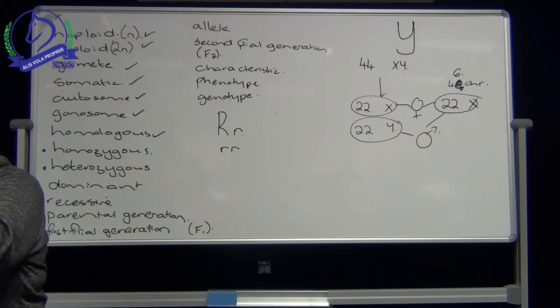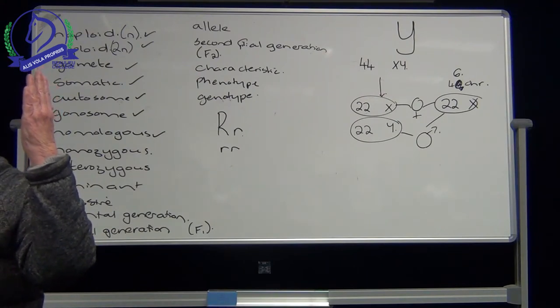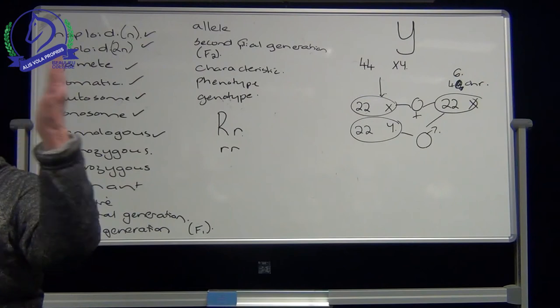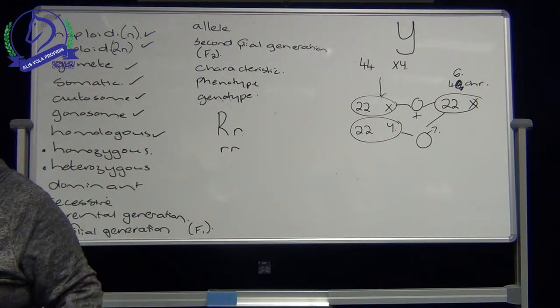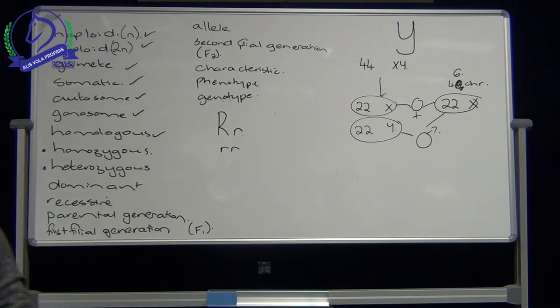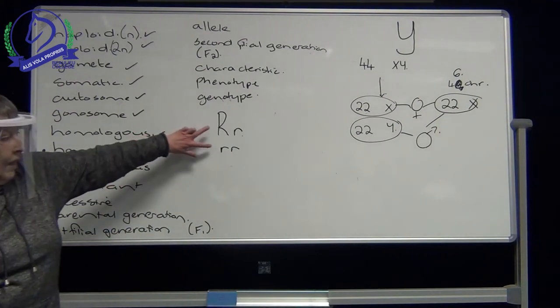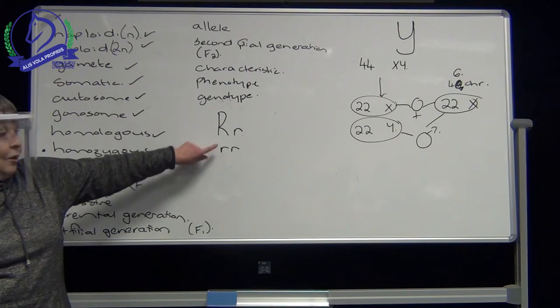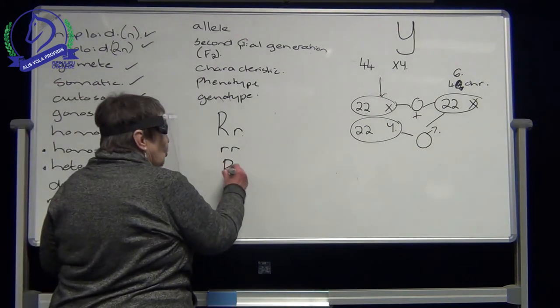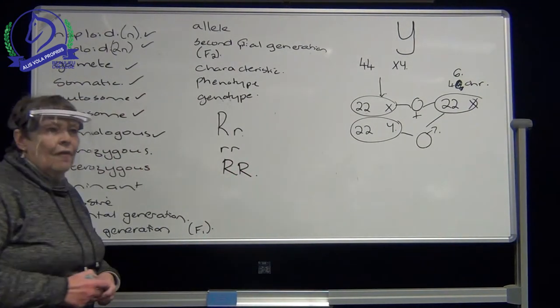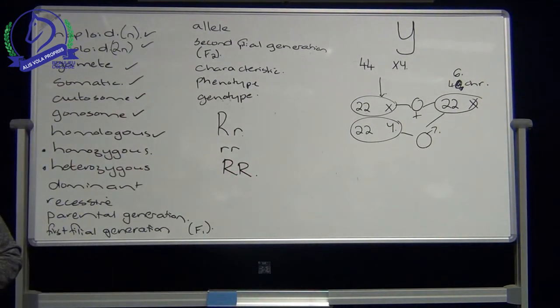True breeding, pure breeding. Just think about it, it's like a purebred horse. So pure breeding, true breeding, same thing as homozygous. And which of these two is homozygous? The bottom one. You happy with that? So this would also be homozygous for that characteristic, not necessarily for anything else. Okay, you happy with that?